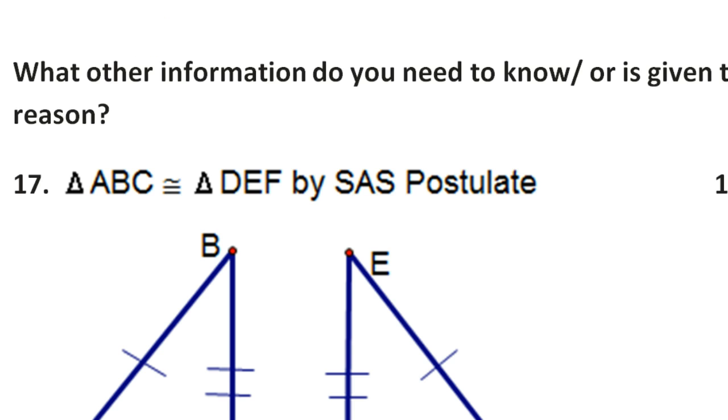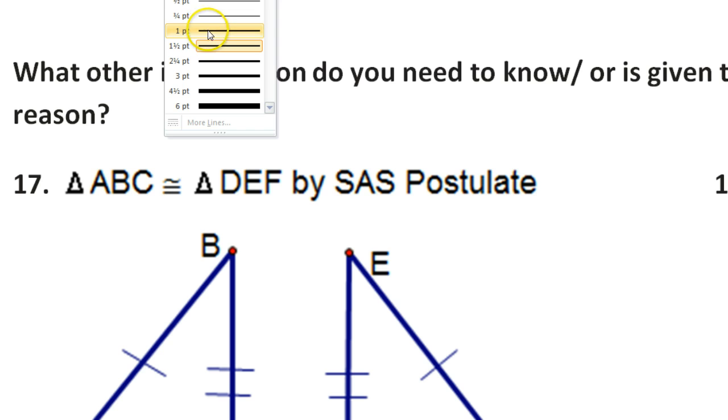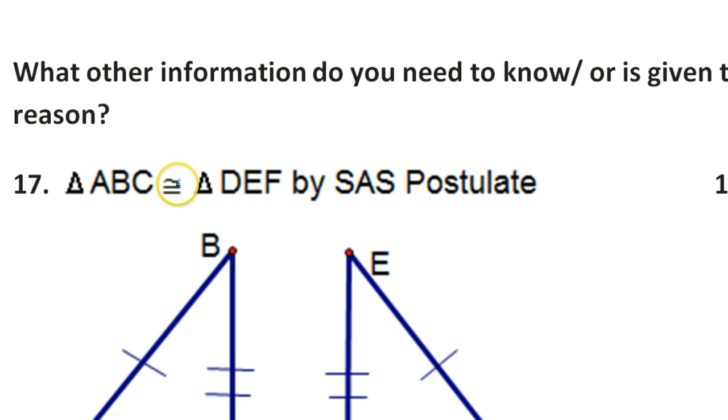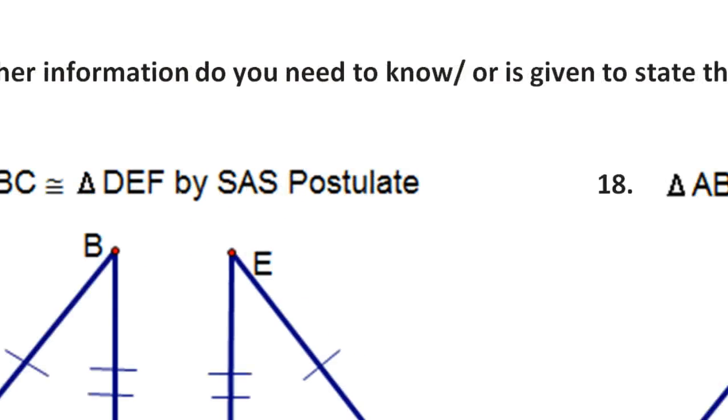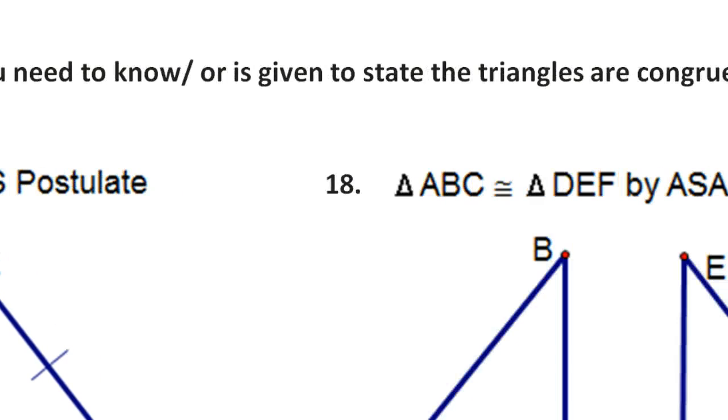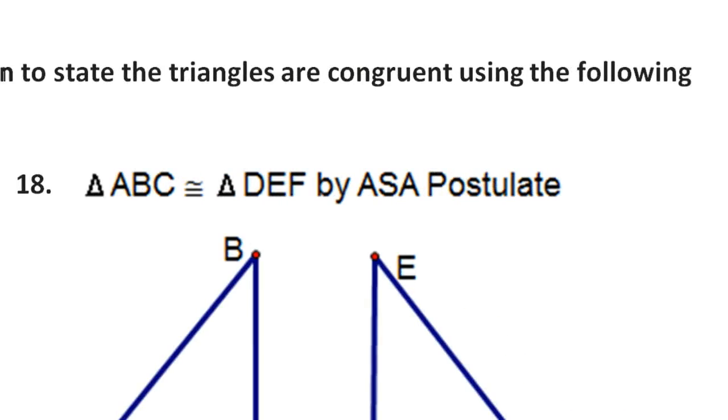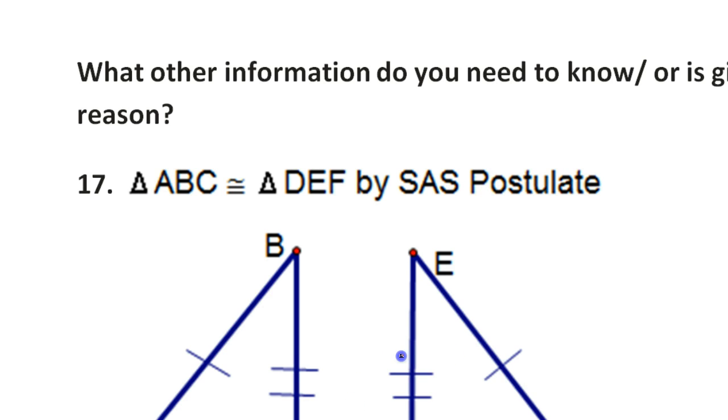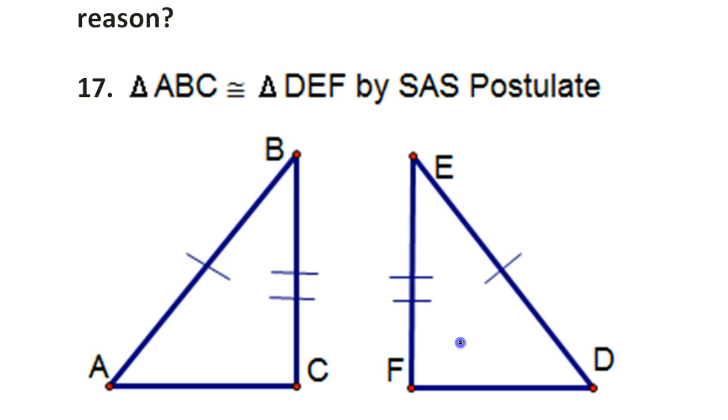All right, for these last couple questions, the directions are changing just a little bit. Okay, they're not just asking if the triangles are congruent. They're saying what other information would we need to know, or maybe it is given, to state that the triangles are congruent using the following reason. So for number 17, they're telling us that they want to use the side, angle, side postulate. So look at what we have. What else will we need to know?